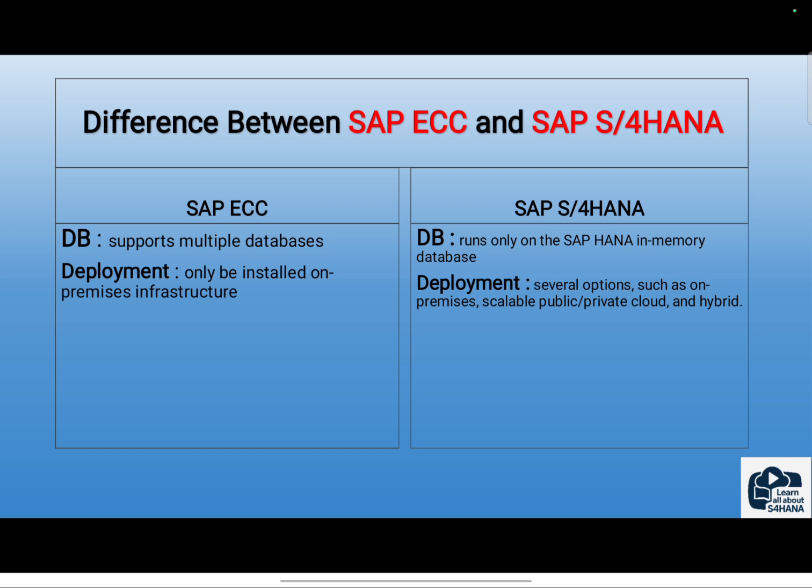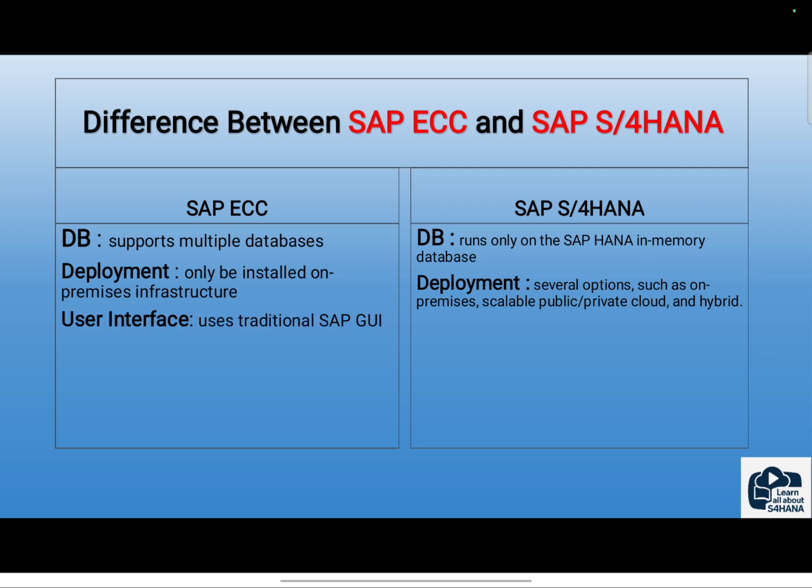If ECC runs on on-premises infrastructure, it needs more physical hardware, and the cost of IT maintenance is also higher. If we go for S/4HANA, there are optional deployment options like on-premises, cloud and hybrid, which reduce the cost of in-house infrastructure, and we don't need extra hardware, and the dependencies are also fewer.